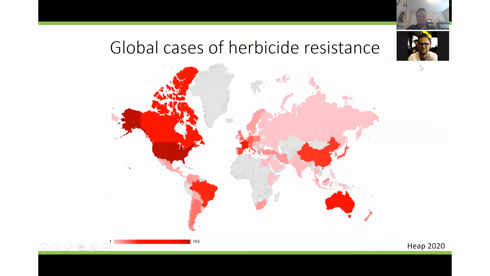So this map here shows the global cases of herbicide resistance by country, looking at the number of unique herbicide-resistant weed biotypes. And essentially what we mean by unique herbicide-resistant weed biotypes is a weed species by a herbicide mode of action.